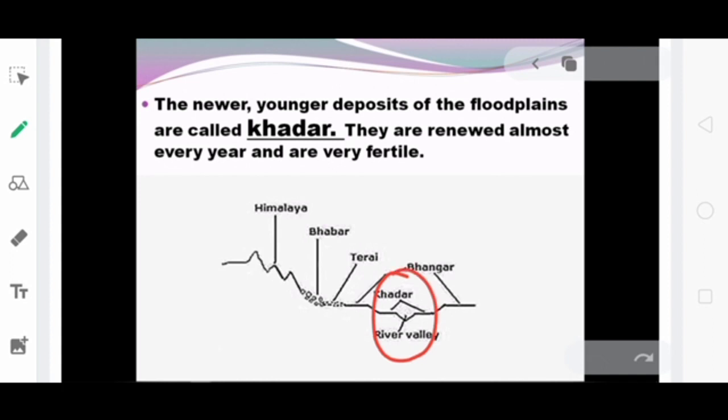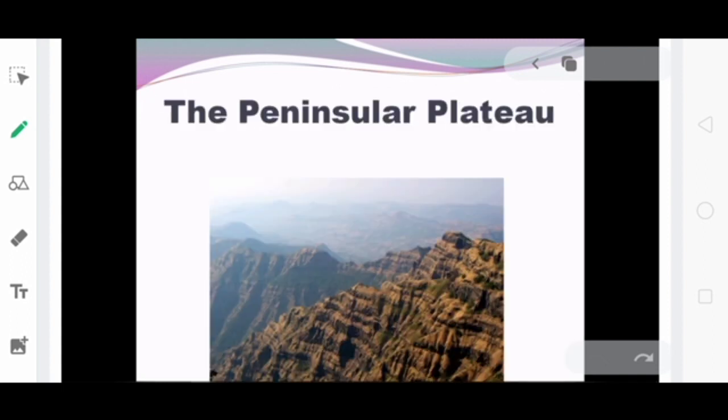The younger deposits of the floodplains are called Khadar. They are renewed almost every year and are very fertile. When the rivers keep flooding, they deposit new alluvium there, so they are very fertile.